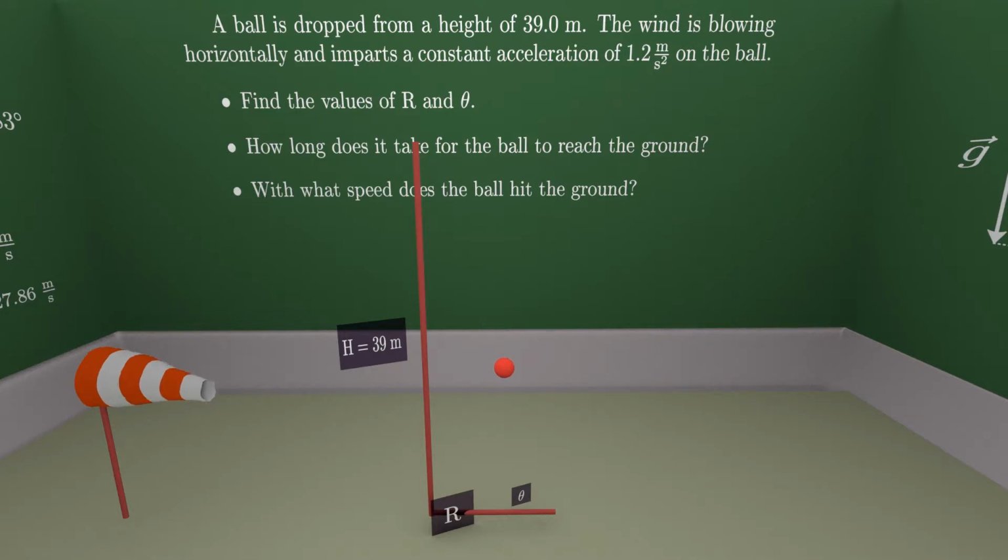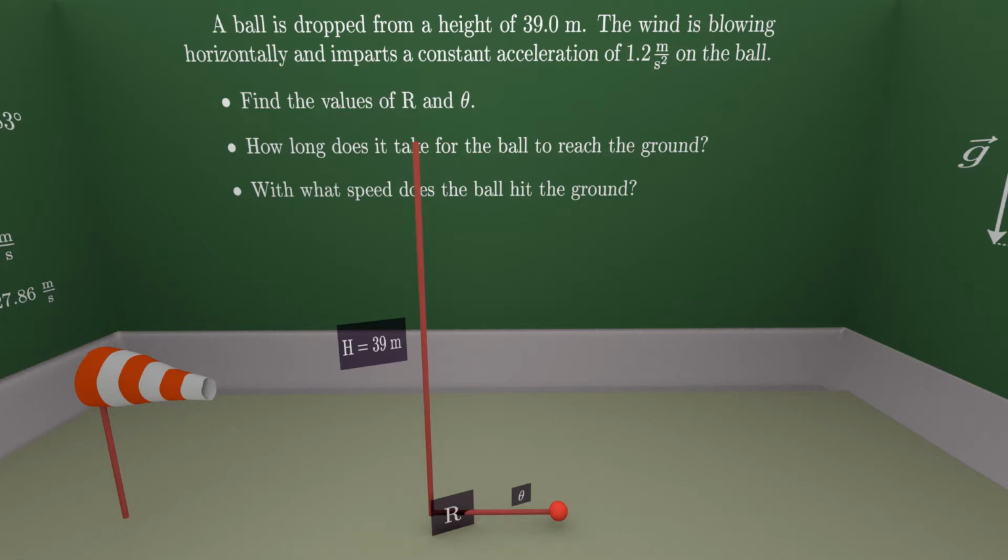Let us assume the following. At the end of the motion, when the ball hits the ground, it will be at the position r and the angle theta. Therefore, we are going to solve two one-dimensional motions instead of one two-dimensional motion. First, we will concentrate on the perpendicular component of the motion. Afterwards, we will solve the horizontal component of the motion.